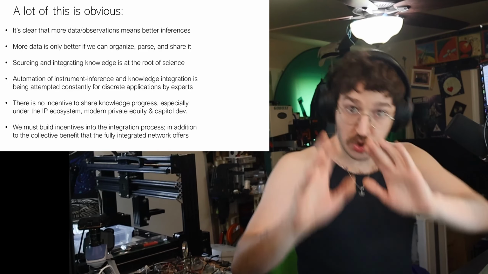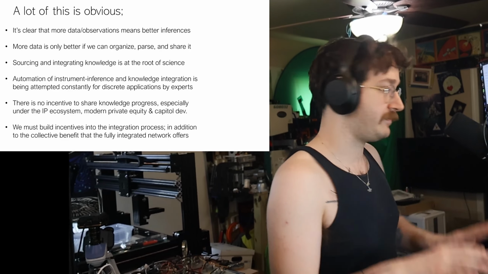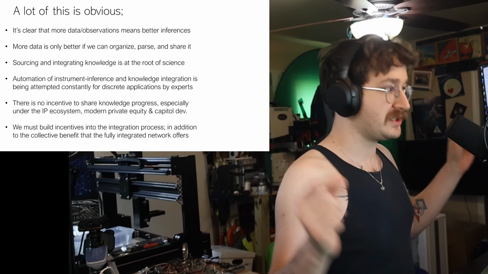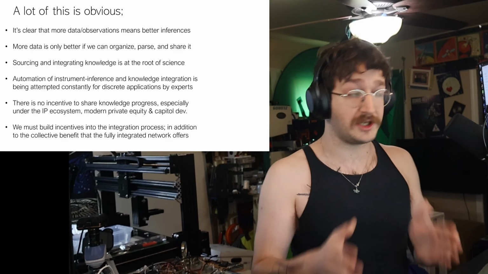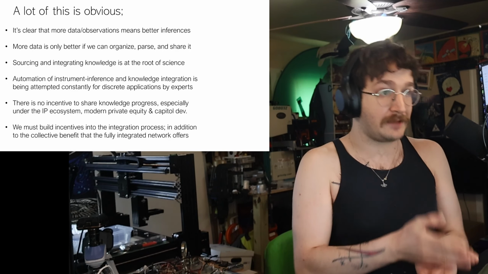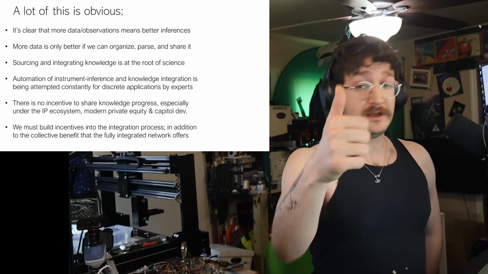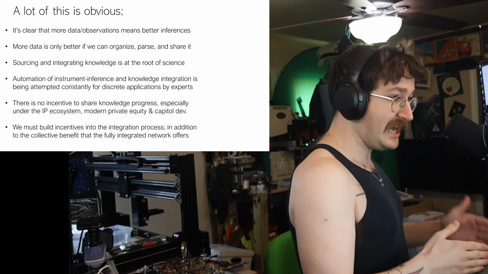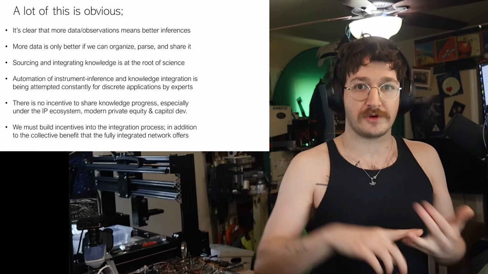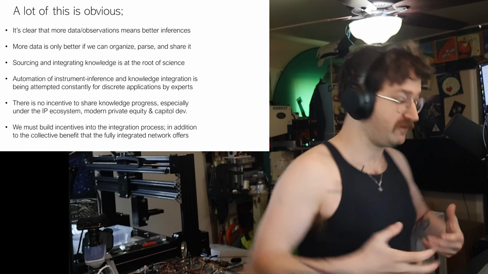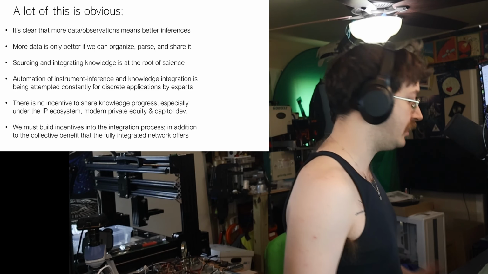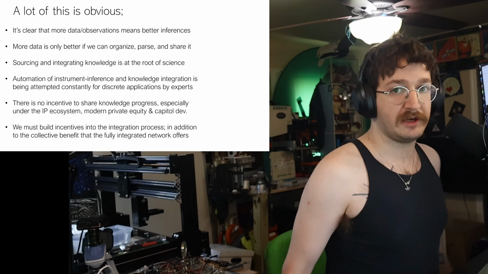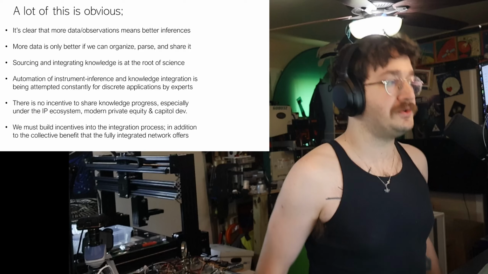A lot of this is actually quite obvious. It sounds overcomplicated because I'm very good at turning things into generalizations that seem complicated, but it's very clear what's happening here. It's clear that more data and observations means better inferences, right? More knowledge, more knowledge. More data is only helpful if we can organize, parse, and share it. Of course, if we have a bunch of papers strewn around the room, even if they contain the equations for the unification theory, if I can't organize and read them, then I can't use them, right?